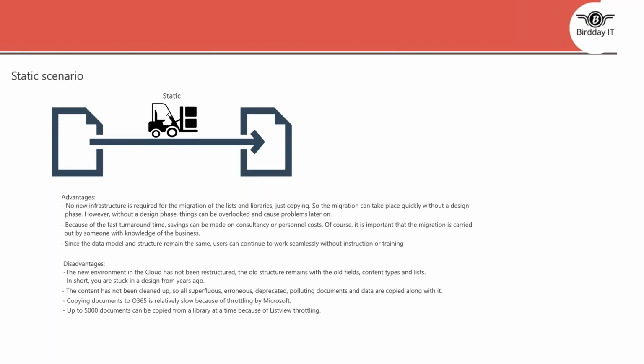And the last disadvantage that I will tell you is that only up to 5,000 documents can be copied from a library at a time because of list view throttling. Very big lists have to be migrated part by part with a filter to avoid more than 5,000 results. We all know about this 5,000 problem when we work with SharePoint.